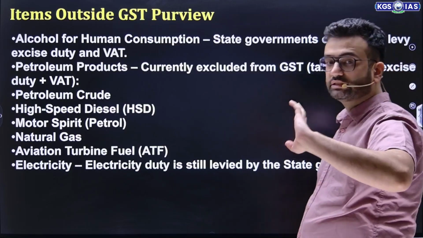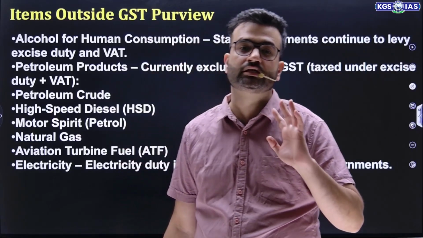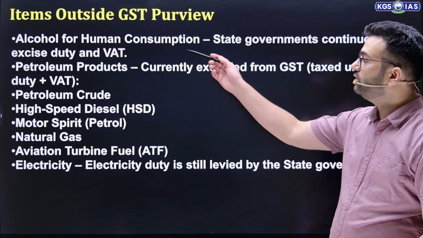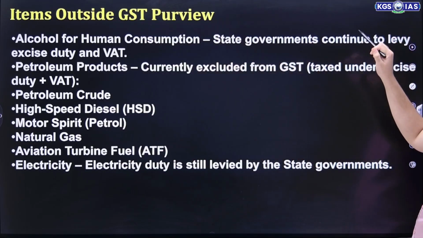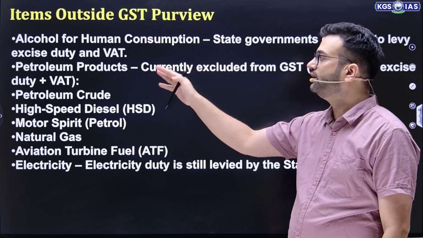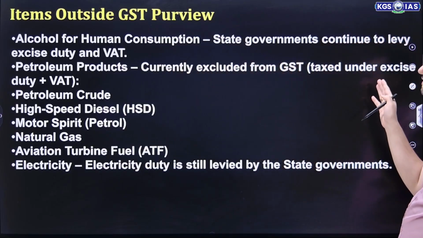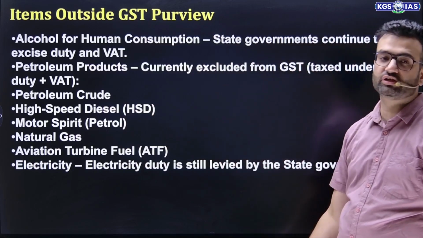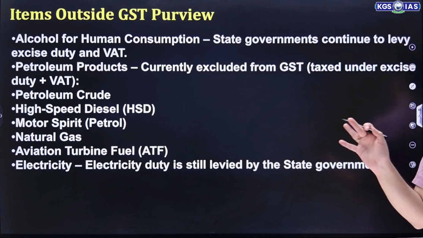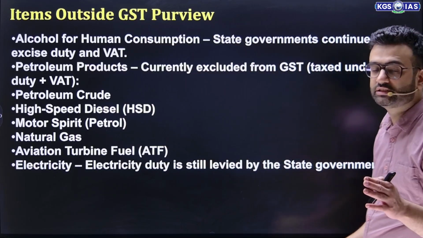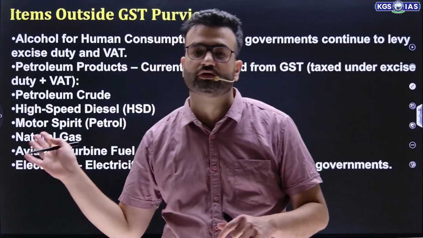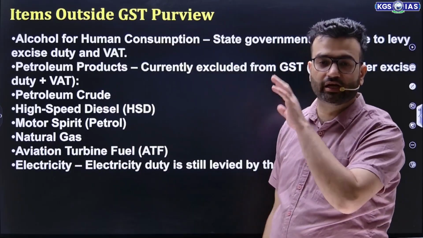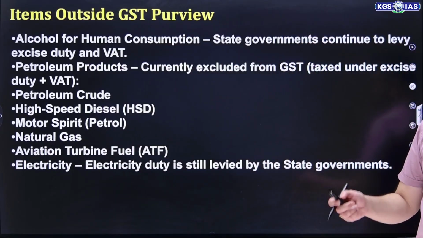Now friends, this is again a kind of question that UPSC may ask: which of the following items are outside the purview of GST? Alcohol for human consumption: state governments continue to levy excise duty and VAT. Petroleum products are currently excluded from GST. Petroleum crude, high speed diesel, motor spirit, natural gas, aviation turbine fuel, all these items are outside the GST purview. It's a request to all of you, please follow updated current affairs for these items, because in the future these items may be included in GST also.